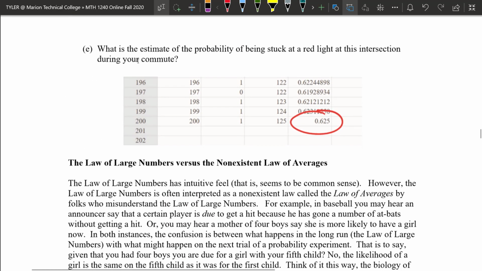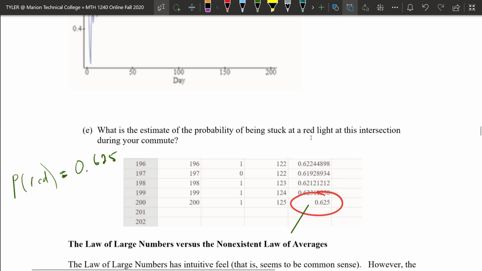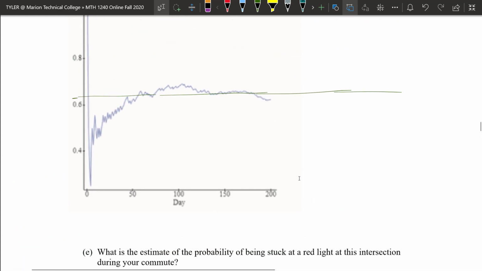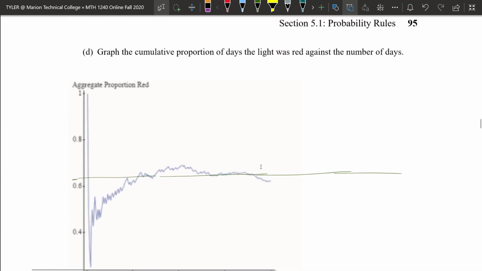So now it says, what is the estimate of the probability of being stuck at a red light at this intersection during your commute? So we would estimate the probability of being stuck at a red light was 0.625, because that's the proportion that we saw after 200 days. It seems to be approaching that value, and that's in line with the estimate where I drew the line. It's reasonable that this is somewhere around 0.625.